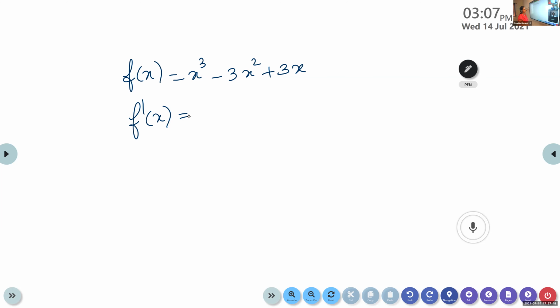So how to do this? Whenever we are given a function like this, first find out f dash of x. So what is the value of f dash of x here? It is 3x square minus 6x plus 3, isn't it? 3 into x square, since x cube when we differentiate gives 3x square, minus 3 into the derivative of x square, which is 2x, plus the derivative of 3x, which is 3.